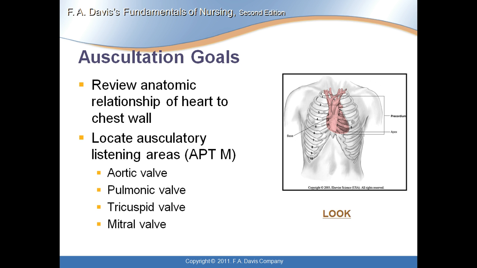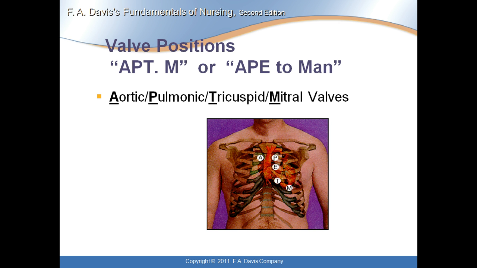So, auscultation goals. You'll review the anatomic relationship of the heart to the chest wall. Again, this picture does a very good job of pointing out where those are. You'll locate and listen to the areas, which are the aortic, pulmonic, tricuspid, and mitral valves. And again, here's another picture of it. When I was in nursing school, we did "APE TO MAN" so that we were able to determine where the aortic, pulmonic, tricuspid, and mitral valves are.